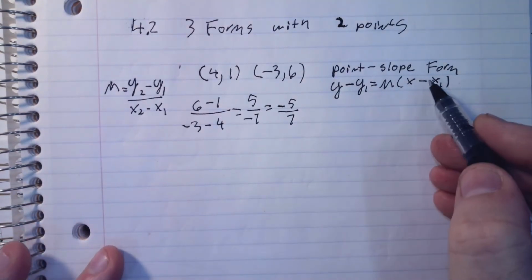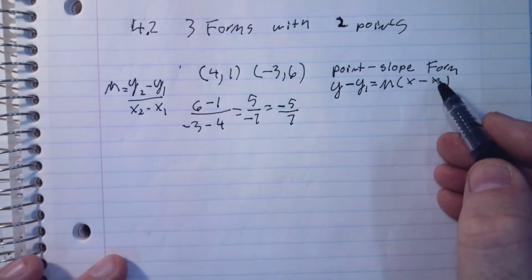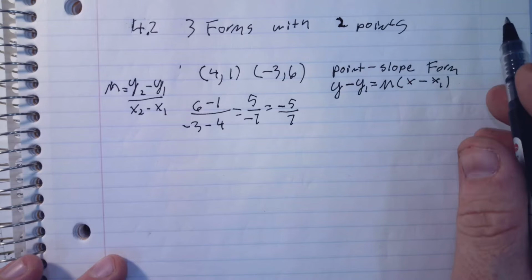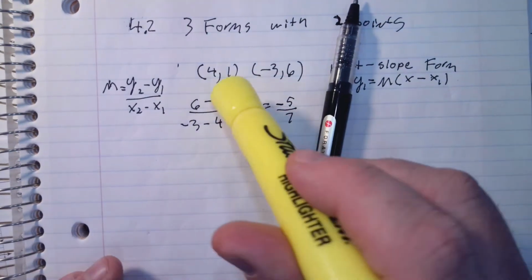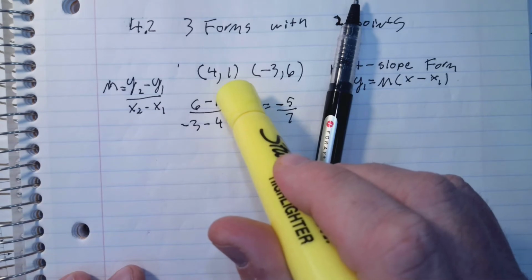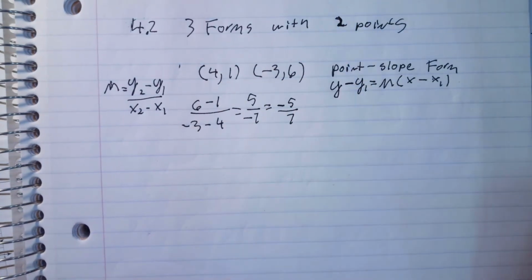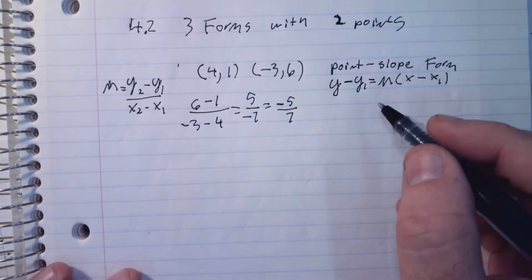Okay, now I need to put it in point slope form, right? Okay, so let's do that. Which point do we have to use? Do we have to use that one? No, but it's the easiest one. Okay, are there going to be 2 answers to this question? Yes. There are actually going to be 2 answers, so I'll do both.